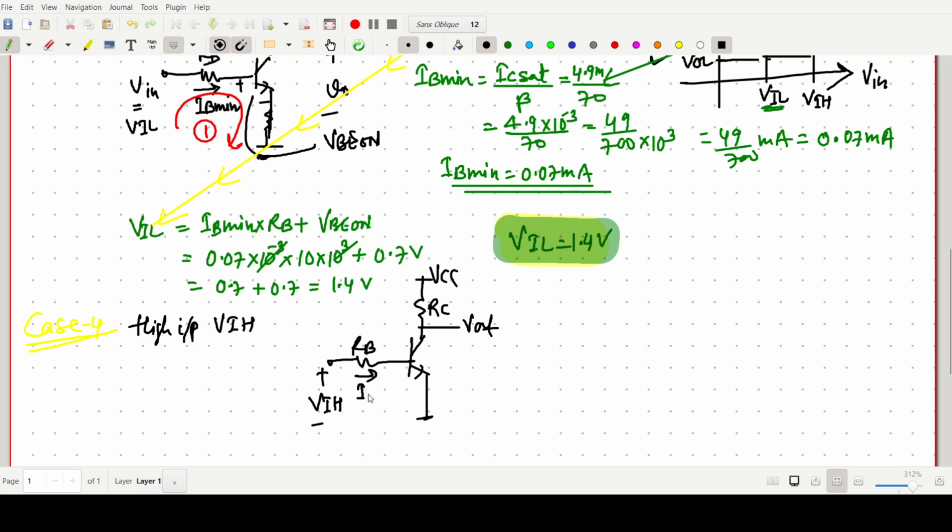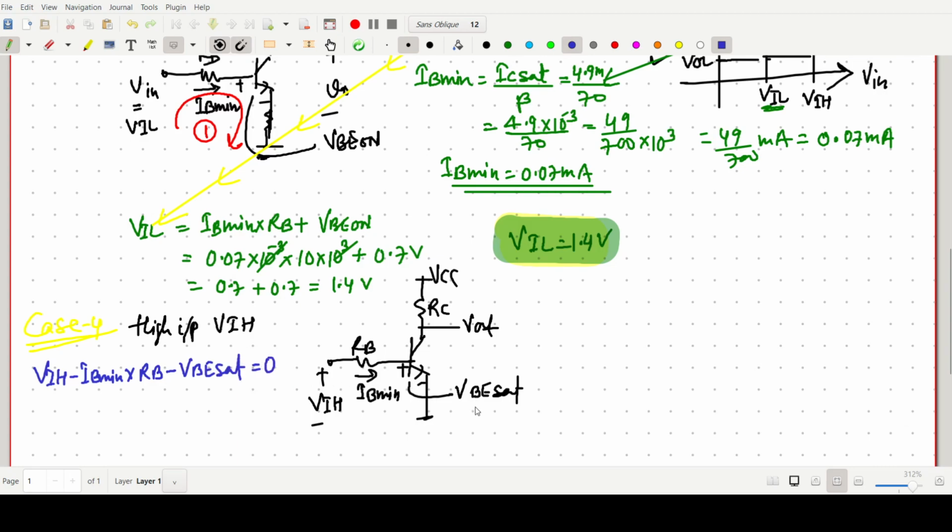In this case also the current will be minimum, but the transistor will be in the saturation region. In the starting case, when low input, it will be in on state. Now it is in the saturation state. So in this case also we can simply write the value of VIH. I am taking the blue color. So we can write VIH minus IB minimum into RB minus VBE sat equals to 0.